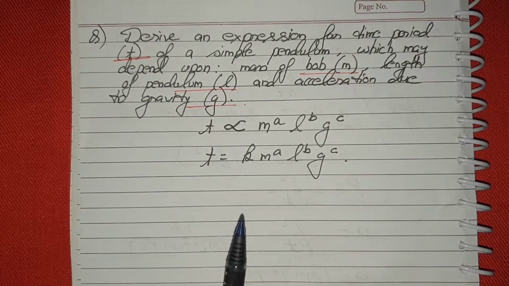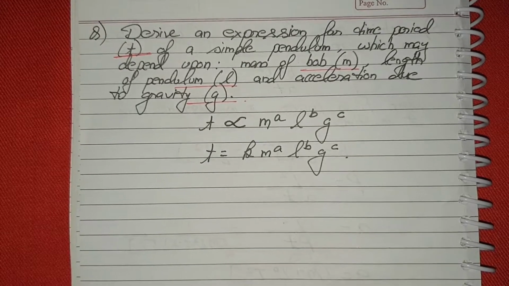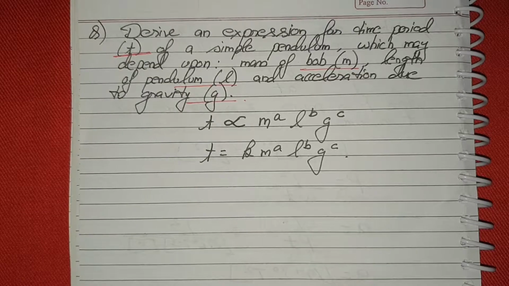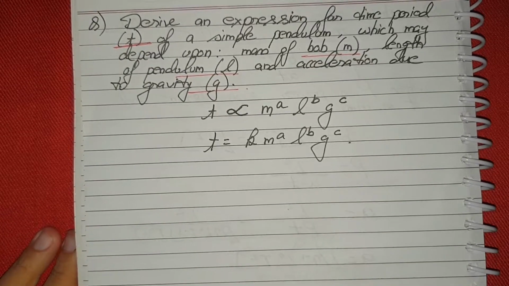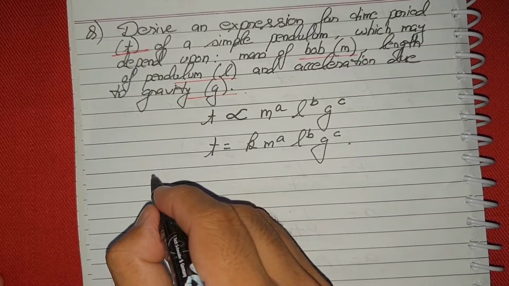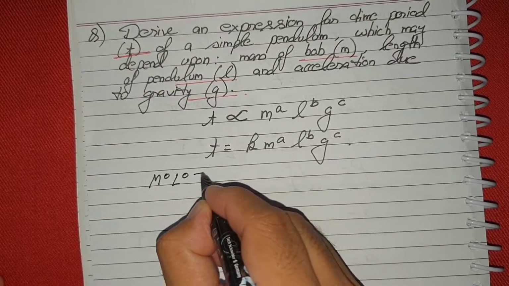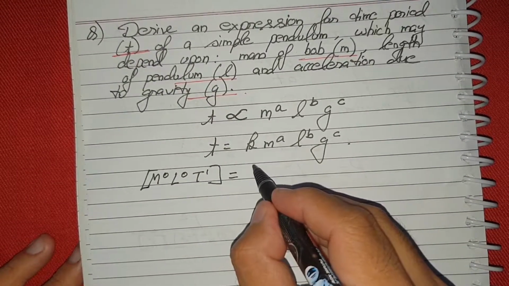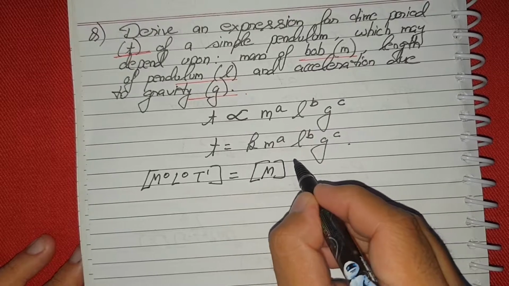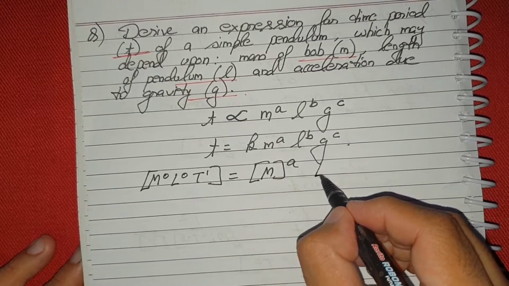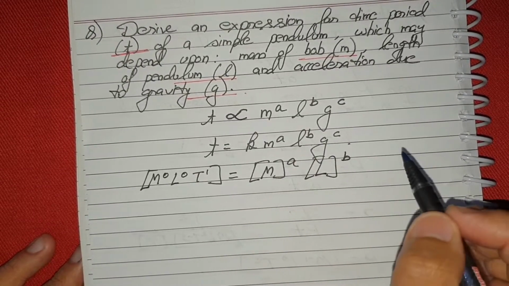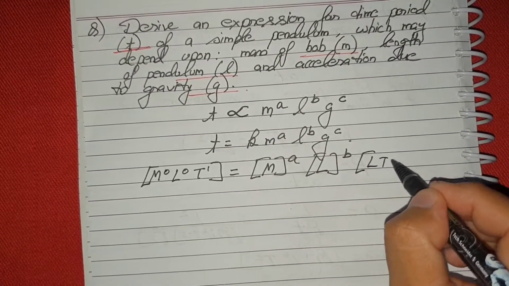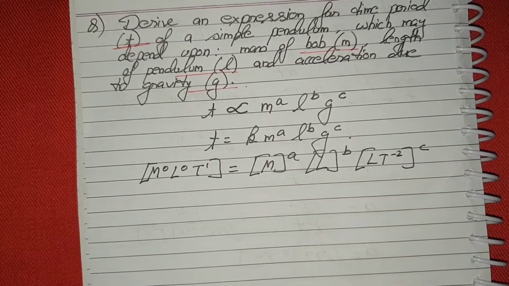Now k again is a dimensionless constant of proportionality, and we know that we cannot find the value of this. Writing the dimensions in terms of MLT on either side. This is time, so this is M^0 L^0 T^1. k will be just k. This is mass, so M^a. This is length, so L^b, and this is acceleration due to gravity, which is basically acceleration, LT^-2, to the power c.